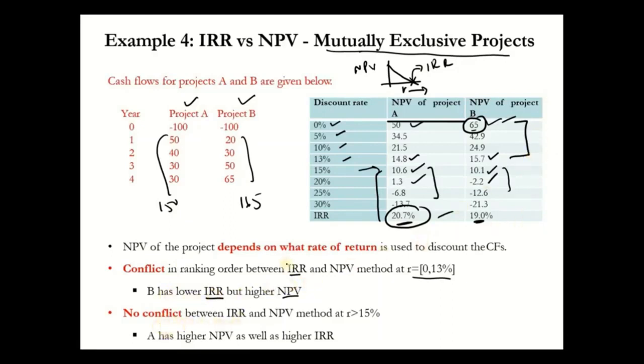And what is the no conflict area? It means after 13%, maybe 15%, A has the higher NPV as well as it has higher IRR. So after 15%, then there is no conflict, but before 15% there is a conflict. Overall, what is the conclusion? Conclusion is when the projects are mutually exclusive, we are not really sure which project should we choose, right? So that is why NPV and IRR, they give the misleading results. When the projects are mutually exclusive, then we have conflicts.